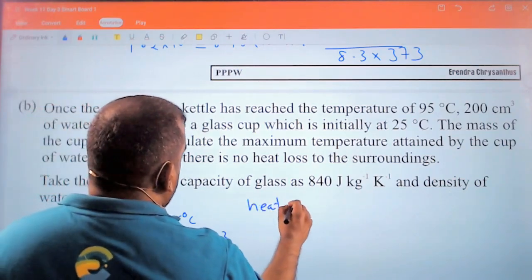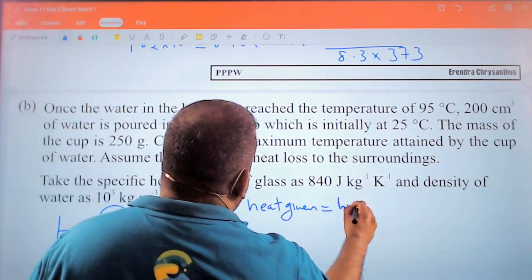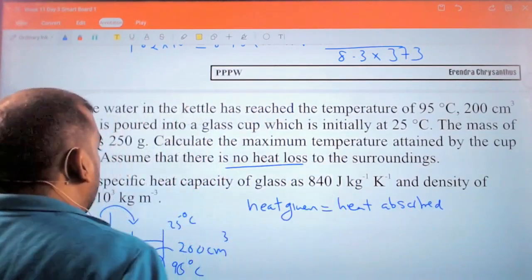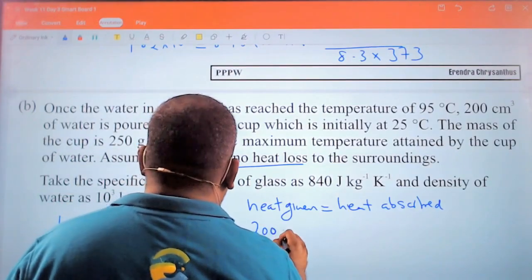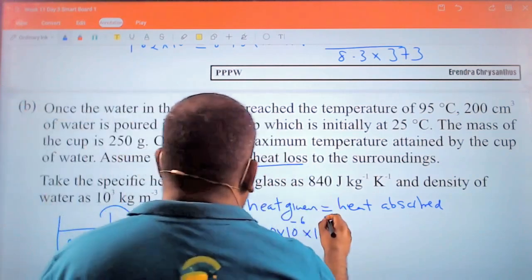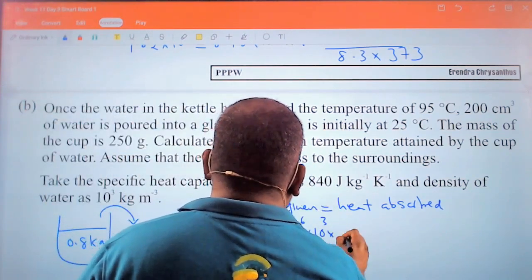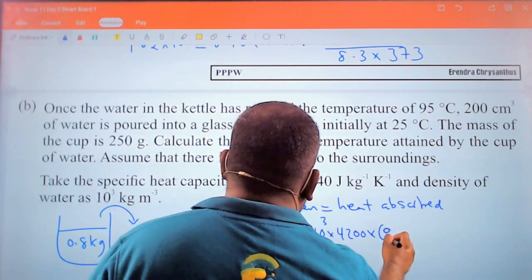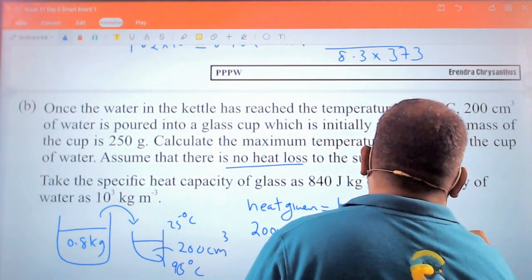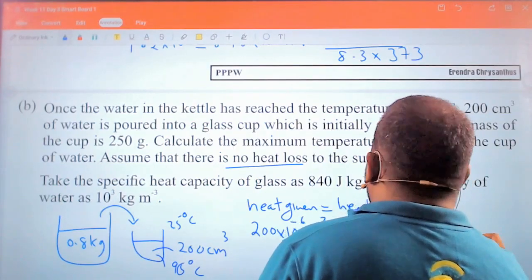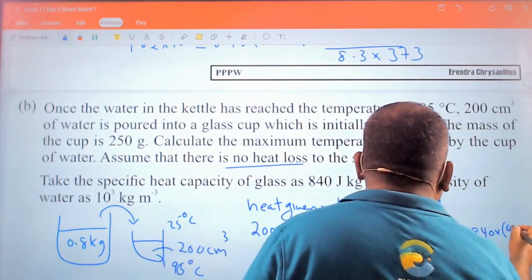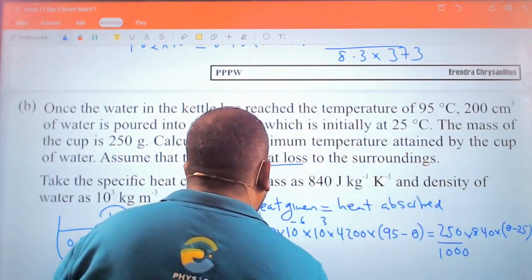Heat given equals heat absorbed. Heat is given by water. Mass of water, 200 cubic centimeters, convert to cubic meters. Density of water is how much? 1000. Specific heat capacity 4200, times 95 minus theta. Who is absorbing it? 250 grams of the cup. Specific heat capacity 840. Cup is initially at 25 degrees Celsius, theta minus 25. Calculate the temperature.